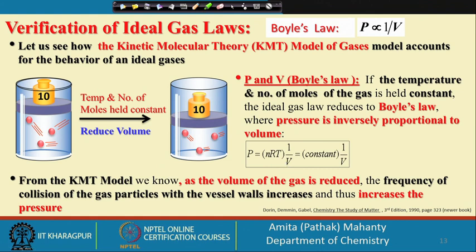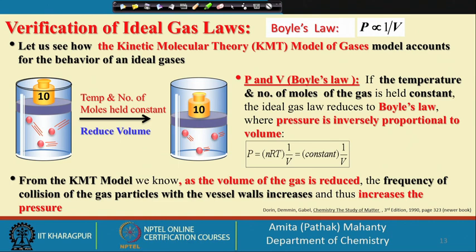Now, how does the kinetic theory justify this? When you reduce the volume of the gas from here to here, the space you are providing for the molecules to move is confined further. So the frequency of the collisions with the walls of the container is going to increase. And what is pressure? Pressure is proportional to the number of collisions the gas molecules are making on the surface.